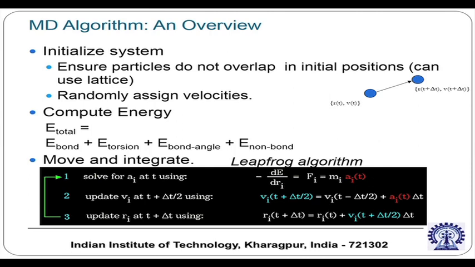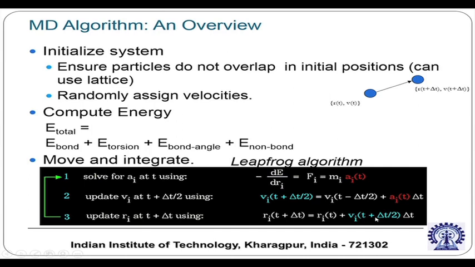Now you can write velocity from acceleration by noting this is just a simple finite difference. V at t plus delta t by 2 is equal to V at t minus delta t by 2 plus a into delta t, okay. So it is just like a central difference type of scheme. So you can update V at t plus delta t by 2.